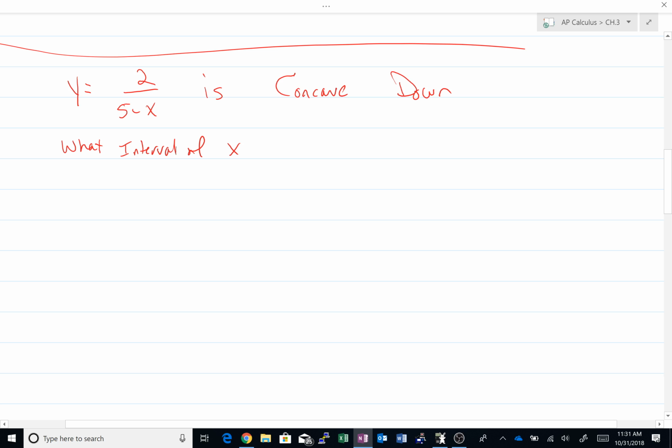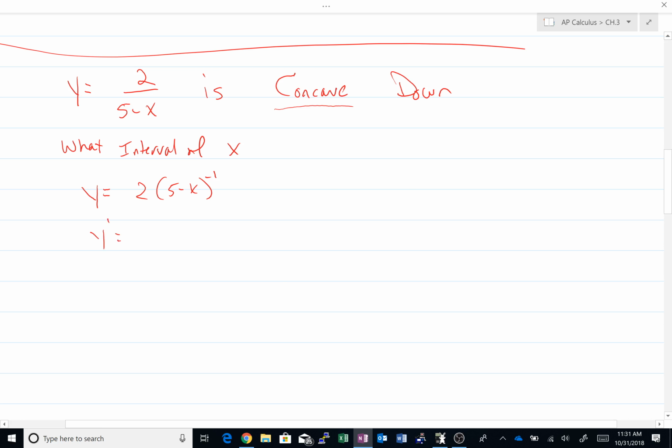Okay, let's get started here. Again, what helps us determine concavity? The second derivative. So let's go ahead and get that out of the way. Y equals... Now I like differentiating using the chain rule, so I'm going to rewrite this like that. Okay, so I don't have to use the quotient rule. All right, here we go.